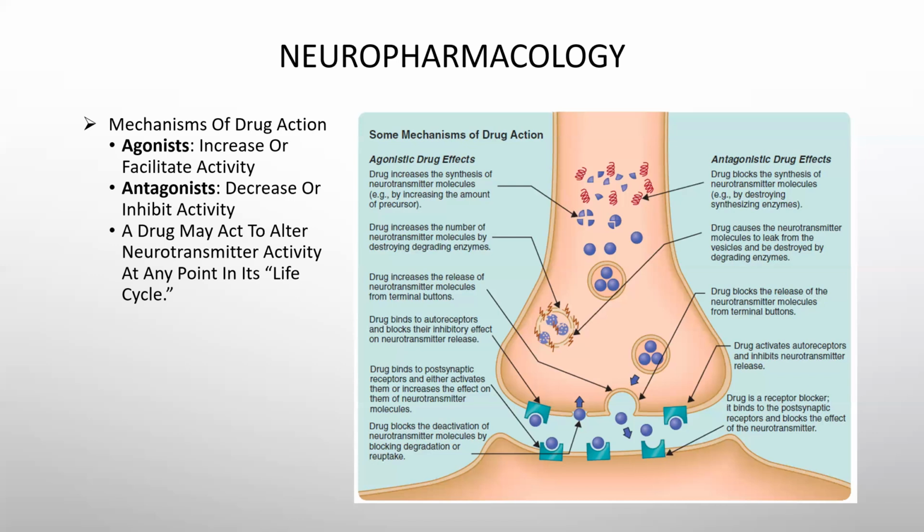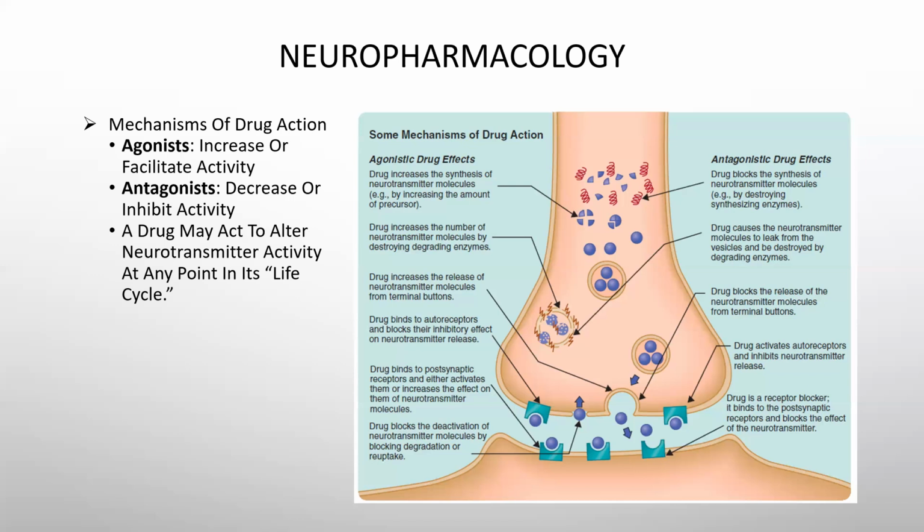Now, if we look on the right-hand side, maybe it's not the best situation for us to create a drug that is an agonist, but maybe we have to create a drug that is an antagonist. A drug that blocks the synthesis of neurotransmitter. If you're blocking the synthesis of the neurotransmitter, you're going to end up with less of it in the system. The drug causes the neurotransmitter molecules to leak, and if they leak from the vesicles, then they're destroyed by enzymes. The drug blocks the release of the neurotransmitter molecules from terminal buttons so they can't leave the presynaptic neuron.